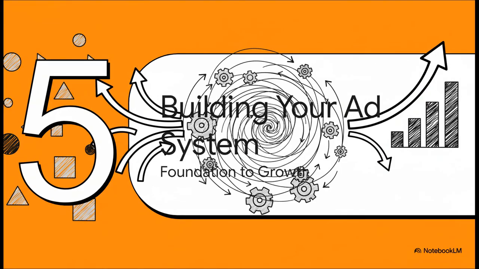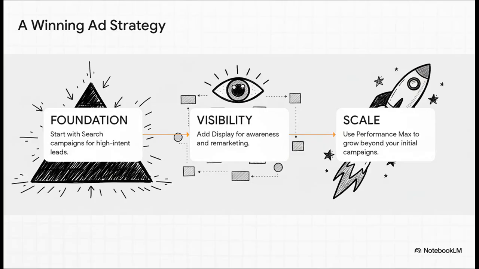All right, let's put all of these pieces together. It's time to stop thinking about running separate campaigns and start thinking about building one cohesive, powerful advertising system that actually drives real, sustainable growth. This right here, this is the blueprint. It's a layered strategy. You start with a solid foundation of search campaigns to catch all that high-intent, low-hanging fruit. Next, you add a visibility layer, using display for brand awareness and, of course, for remarketing. And finally, once that engine is humming along, you hit the accelerator and scale with Performance Max.